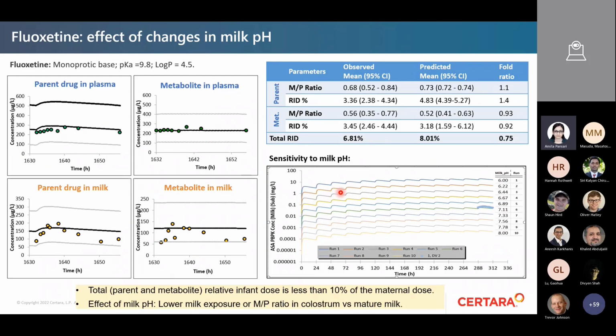So while we know that there are changes in the milk pH happening dynamically, from the colostrum, which is the early milk, to the mature milk, you see the changes in the milk pH that might also affect the overall milk to plasma ratio.